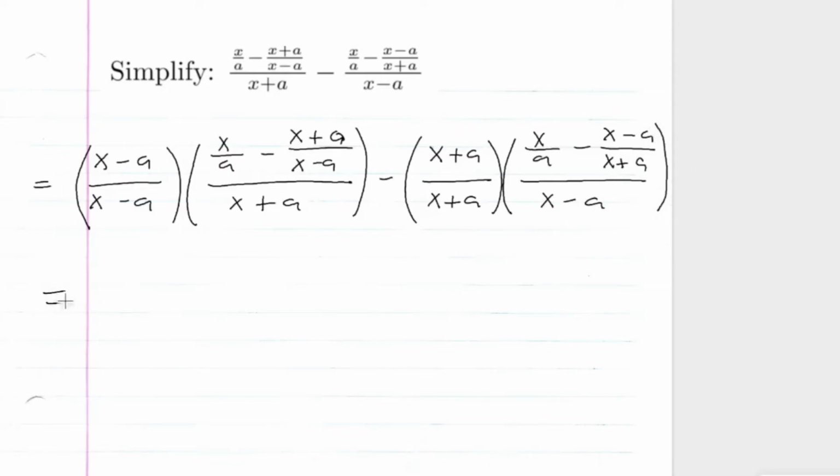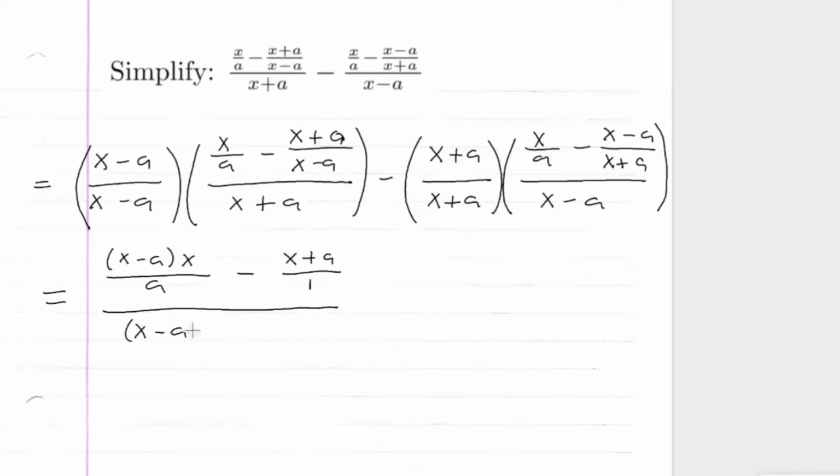So this is equal to, so I'm going to go ahead and distribute this x minus a to these two terms. So that'll be x minus a times x over a. And then x minus a times this, well, there's an x minus a factor on the top and an x minus a factor on the bottom. So we'll just be left with this minus x plus a over 1. And that's, of course, all over the x minus a times x plus a.